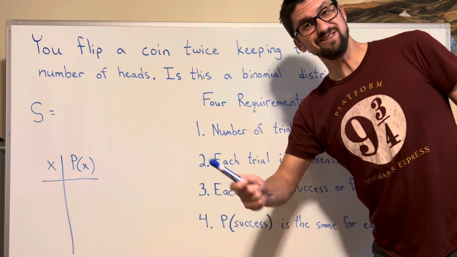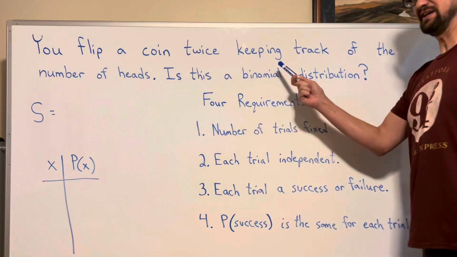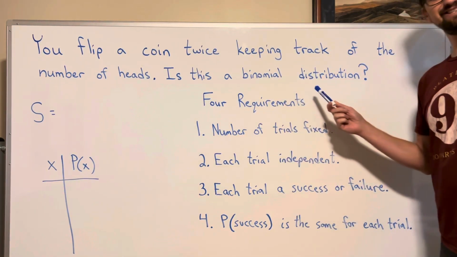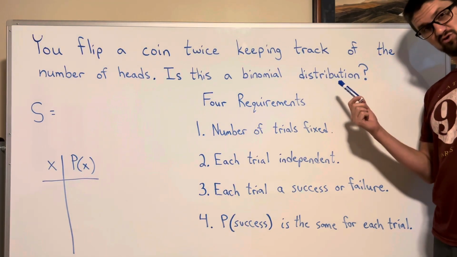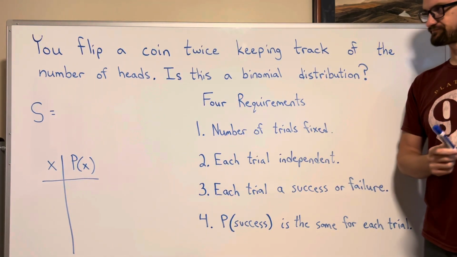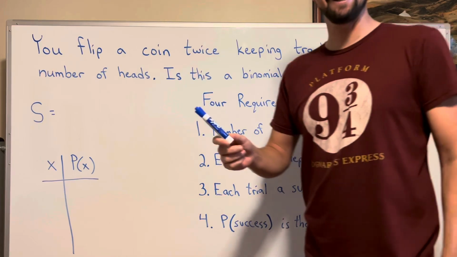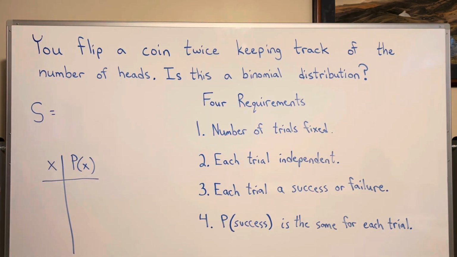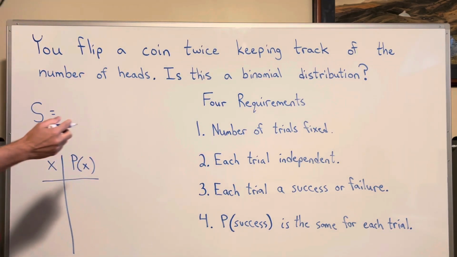You flip a coin twice, keeping track of the number of heads you get. Is this a binomial distribution? Well, first, let's think about all the possible outcomes for this situation.